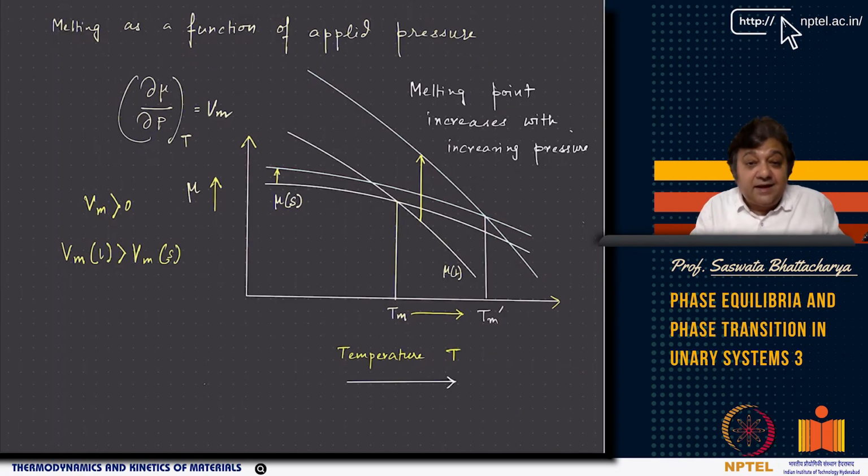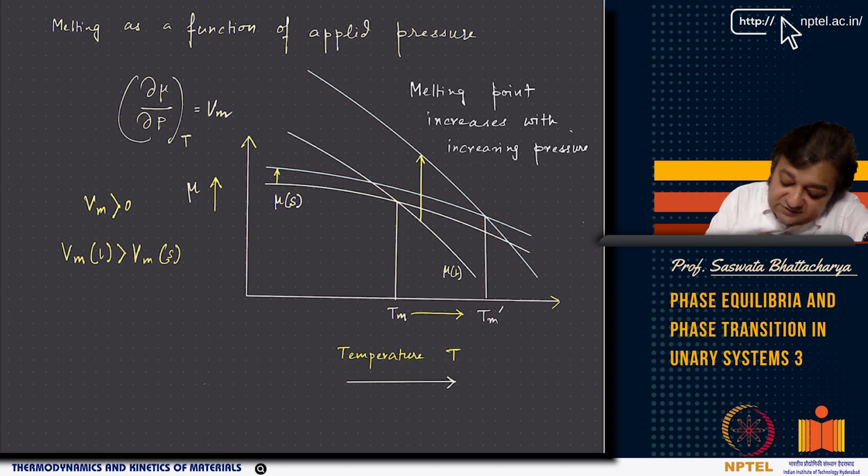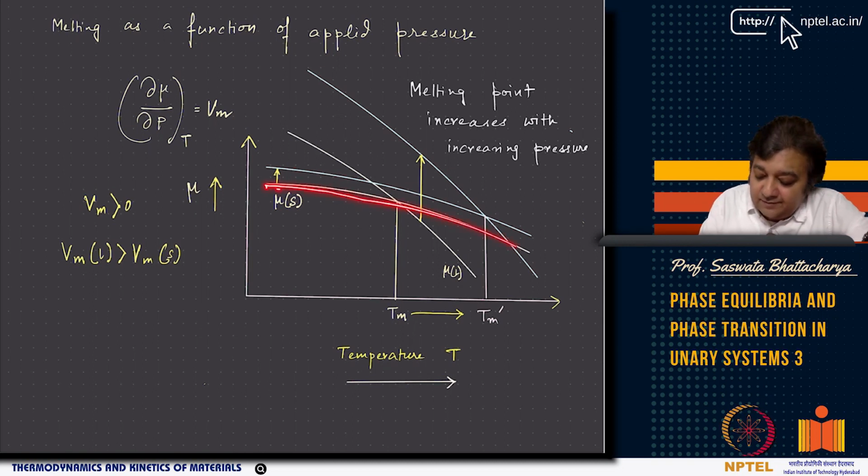Now think of melting as a function of applied pressure. If you know the change in chemical potential or molar free energy as a function of pressure at constant temperature, it is equal to the molar volume. Now think of different cases. Say, for example, this is your mu solid. I have drawn a parabola here, approximating it with a slightly curved line, like a parabola, right? So this is mu solid. Below Tm, solid has a lower chemical potential or molar free energy than the liquid, right?